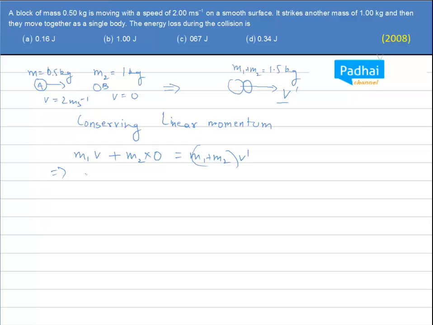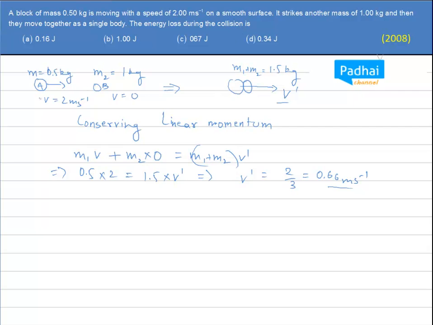So m1 was 0.5 into, what was the velocity? 2. This will be equal to 1.5 into v dash. That means v dash will come out to be 2 by 3, which is 0.66 meters per second. So I got the combined velocity. Now it is asking what is the energy lost during the collision.